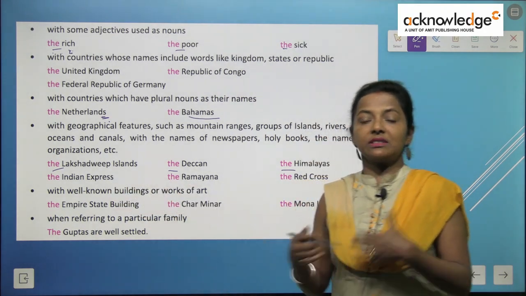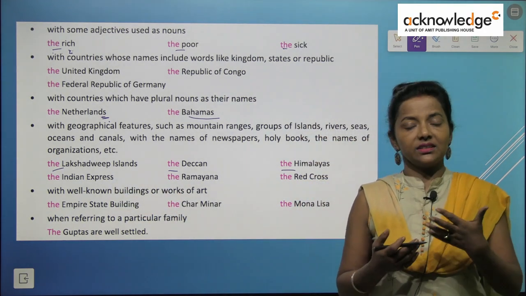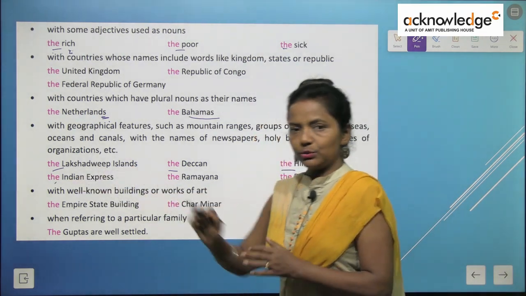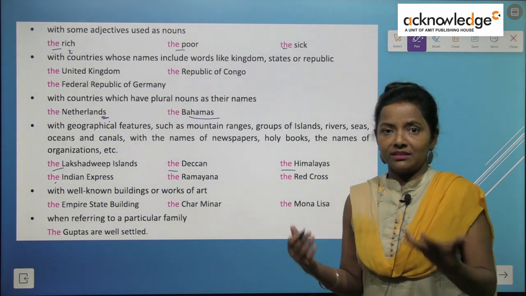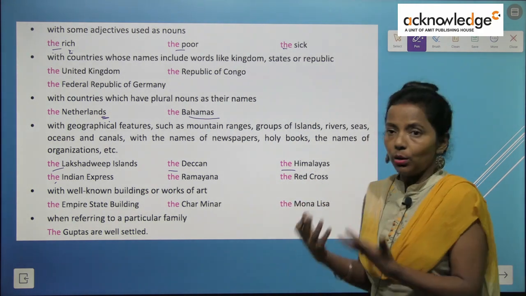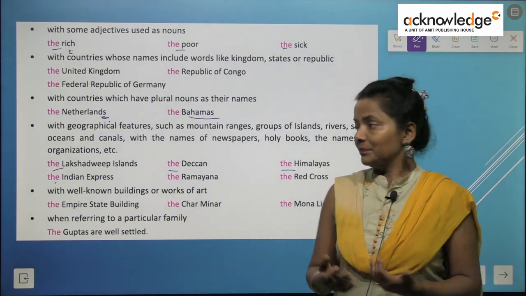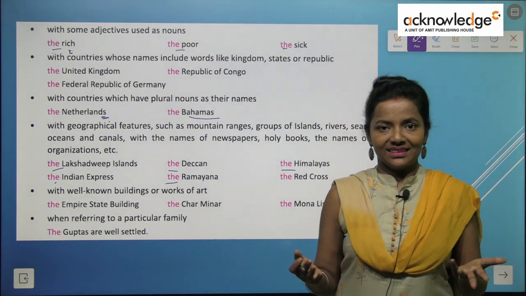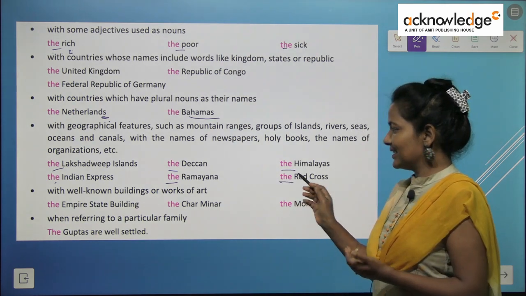The Indian Express, newspaper. Indian Express is a newspaper. Newspaper का नाम है Indian Express, उसके साथ हम the use कर रहे हैं. The Ramayana is a holy book. The Ramayana. So we are using the. The Mahabharata. The Red Cross.